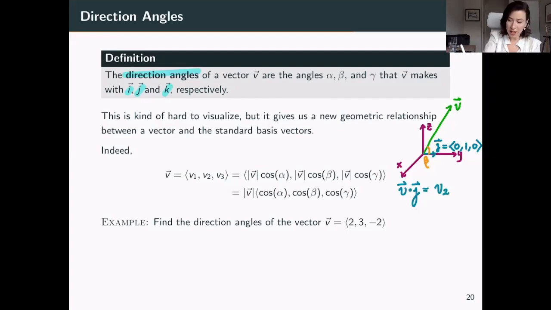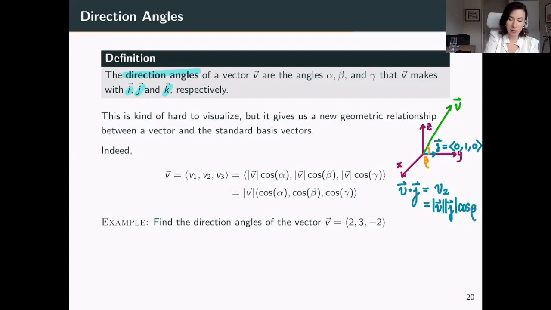Remember that the vector j is equal to <0, 1, 0>. So when I use the dot product in the standard way, v1 and v3 are going to be multiplied by 0, leaving us just with v2. This is helpful because then I can also remember, based on our theorem, that v2 in the dot product is going to be equal to the magnitude of v times the magnitude of j times cosine of the direction angle beta.